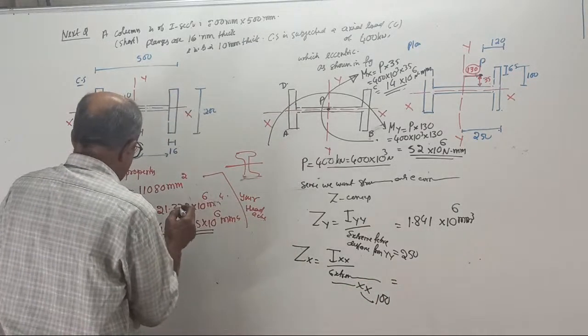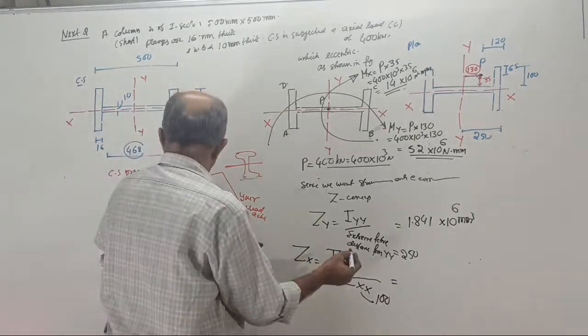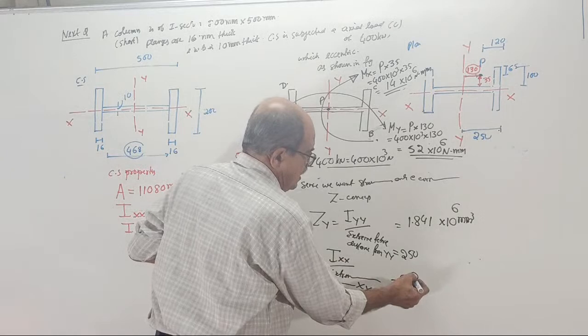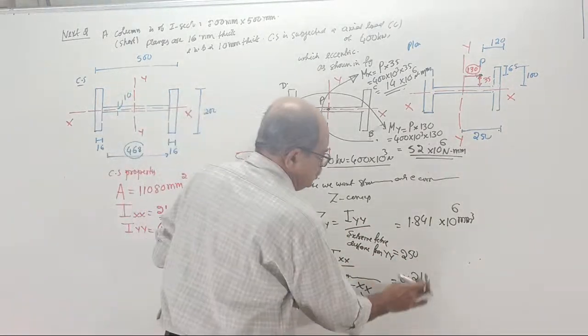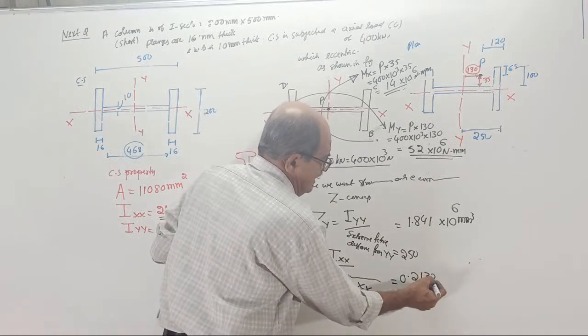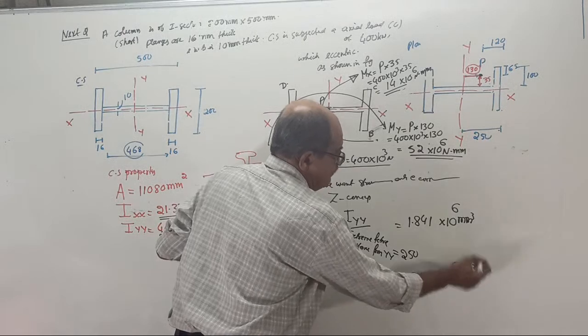The answer is: IXX is 21.372 divided by 100, which is 0.214. Correct? Third decimal: 0.2137. Okay. So Z about x is 0.2137 into 10 to the power 6 millimeter power 3.